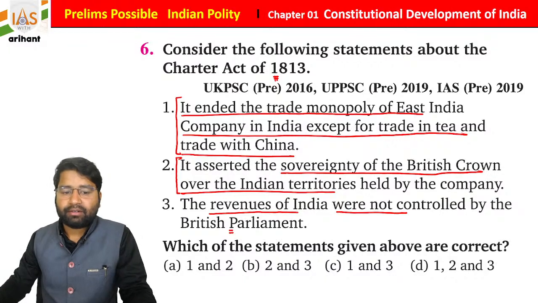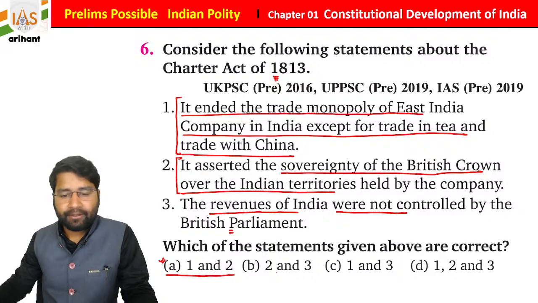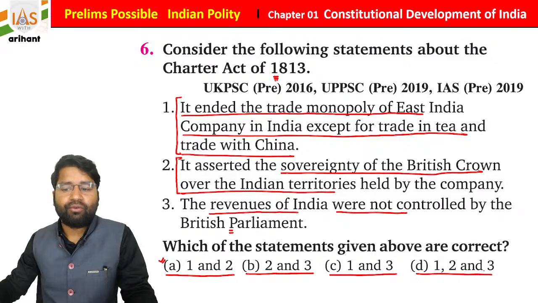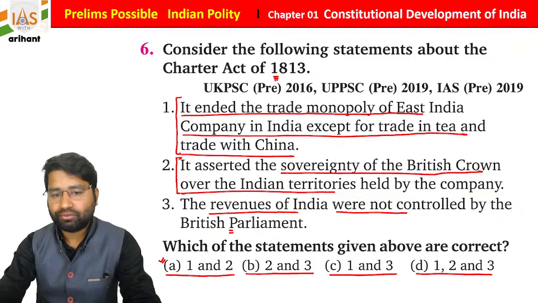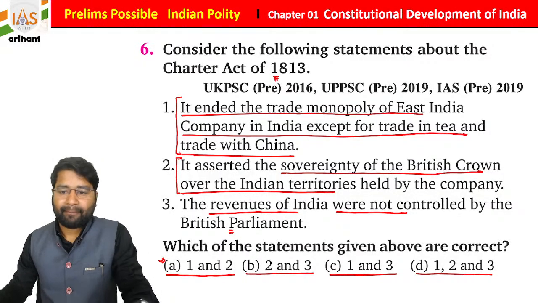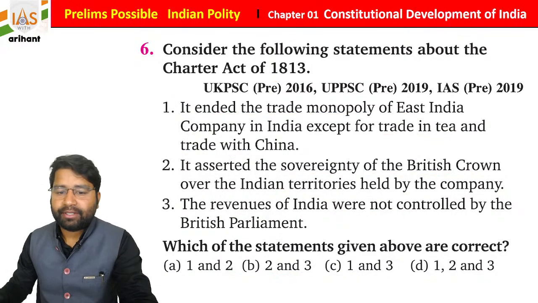So they made a combination here. Option A says 1 and 2 only. Option B says 2 and 3. Option C, 1 and 3. And option D, 1, 2 and 3, students. What will be the right answer? You have to choose the right answer, students. We already discussed the same.